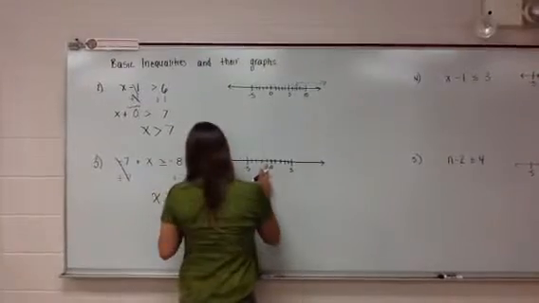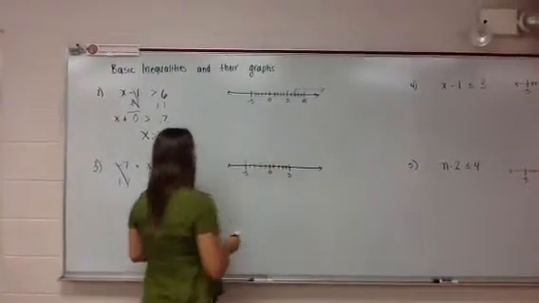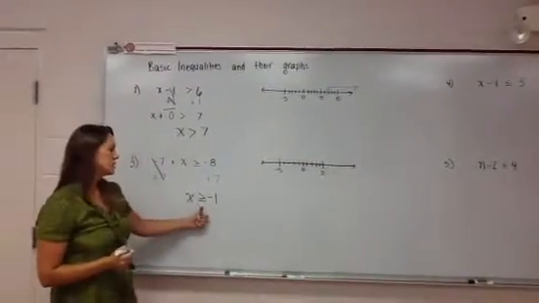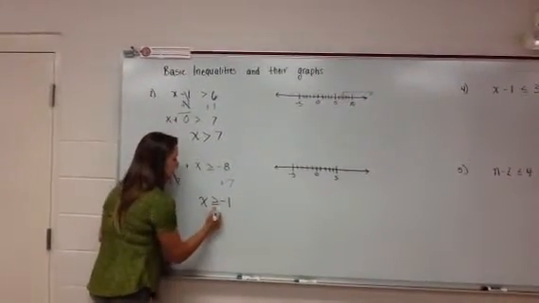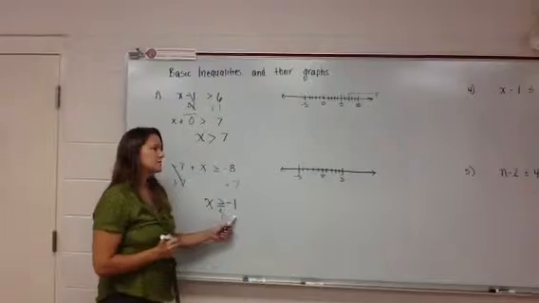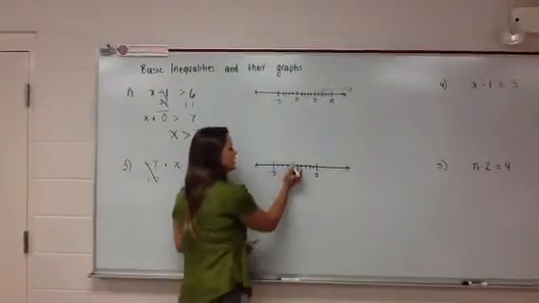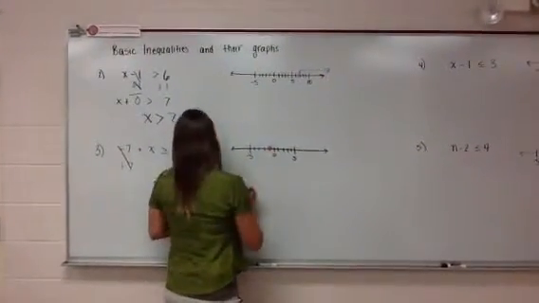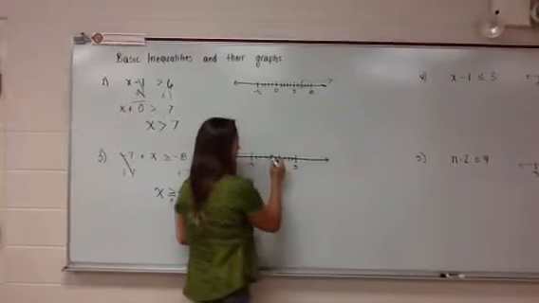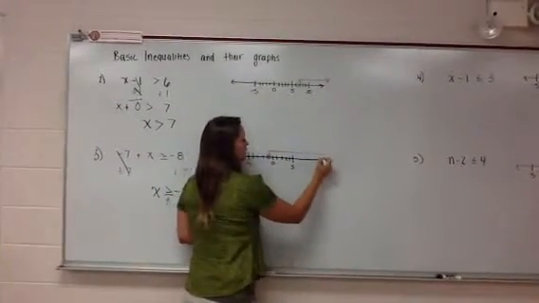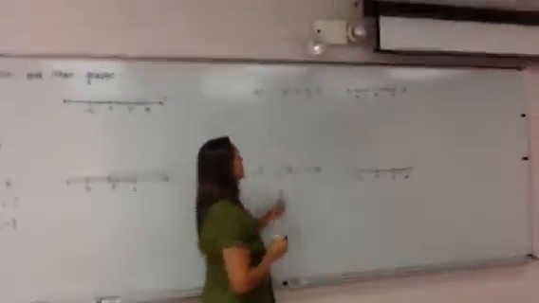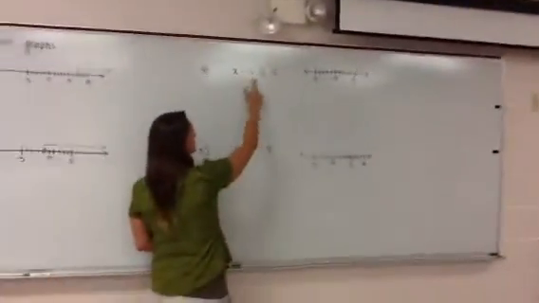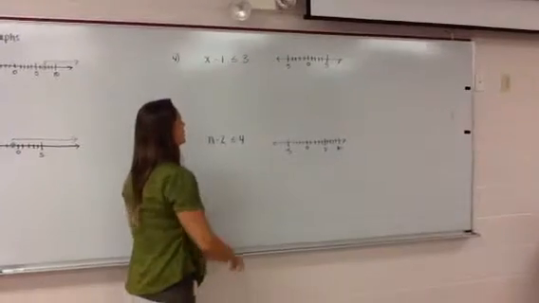I come here to -1, and I consider, do I need to do an open circle or a closed circle? Well, because there's a line here signifying x could possibly equal -1, I want to do a closed circle. And x is greater than or equal to -1, so I want to point in the direction of all numbers higher. Number 4, x minus 1 is less than or equal to 3.